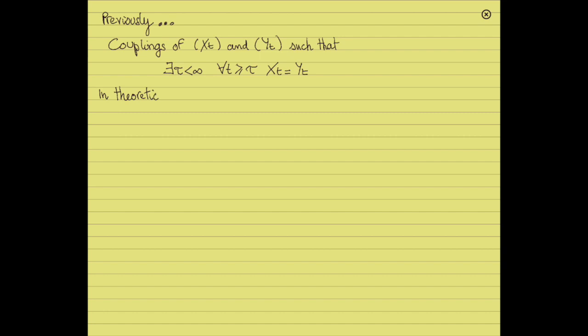So previously in the course, we looked at couplings of Markov chains, denoted by xt and yt, and the couplings were such that there existed a meeting time, which means an integer-valued random variable, assumed to be finite with probability 1, such that at all times after the meeting time tau, xt would be equal to yt exactly. And those couplings are useful for a variety of reasons.